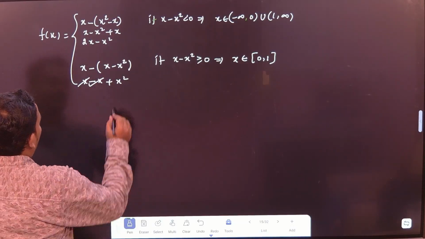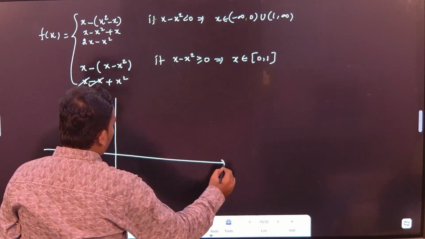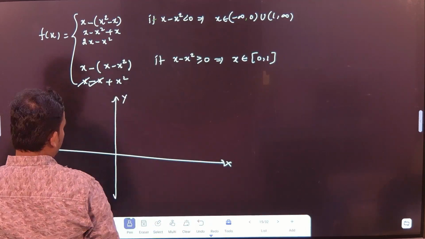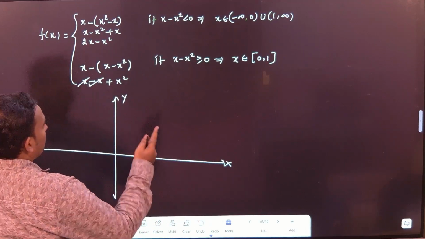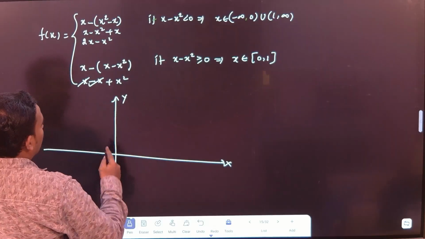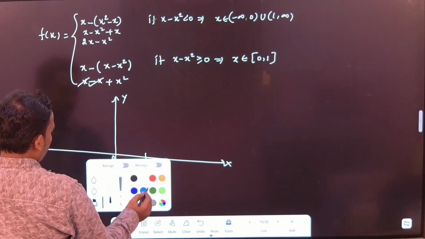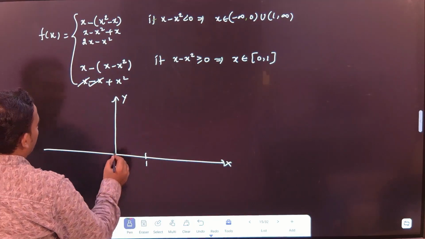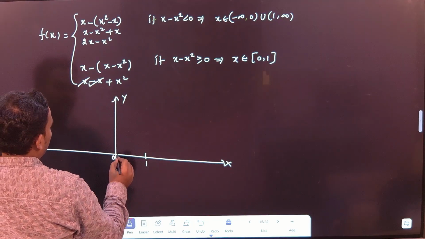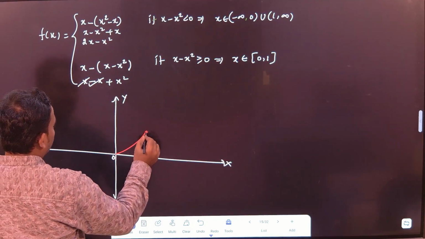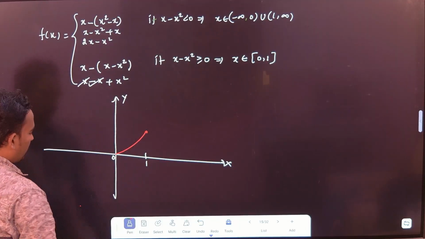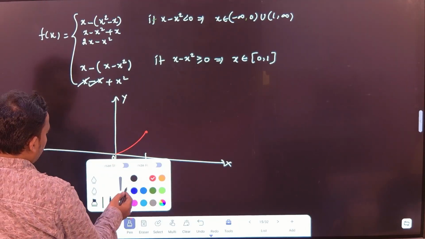Okay, now how to draw the graph of this? This is the x-axis, this is the y-axis. When x is 0 to 1, you can see 0 here, and 1 here. From 0 to 1, it is the y equal to x square graph. If you take 1 here, the maximum reaches 1. This is y equal to x square.